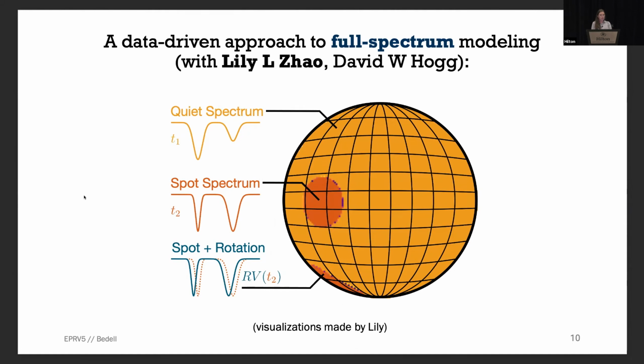So here I'm going to discuss one such model that I've been working on with Lily Zhao and David Hogg. And the model that I'm going to describe is designed to be very simple and very interpretable, not necessarily the best method ever to solve for stellar variability, but something that we can understand and use as a good proof of concept here.